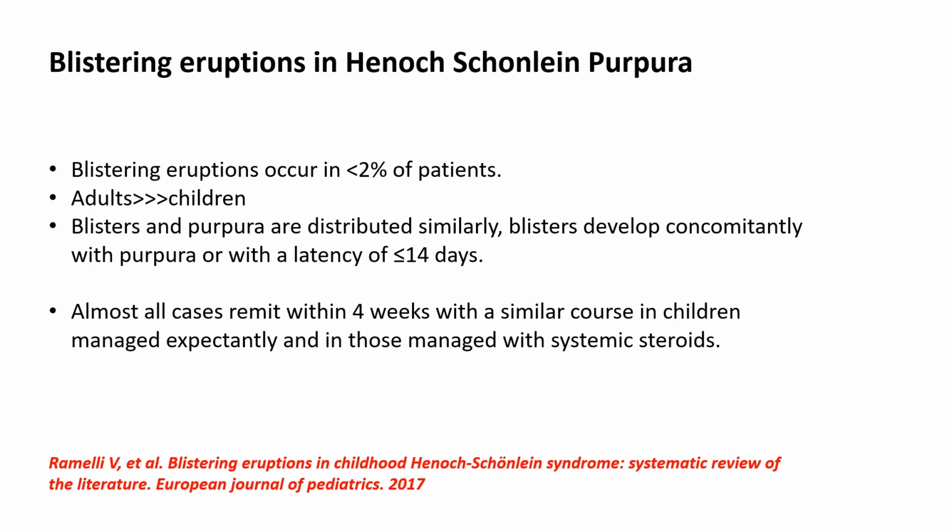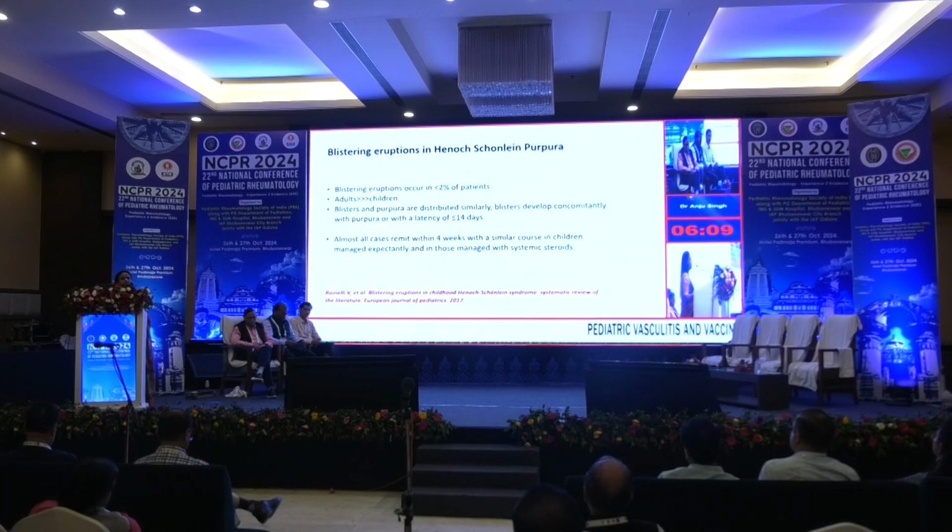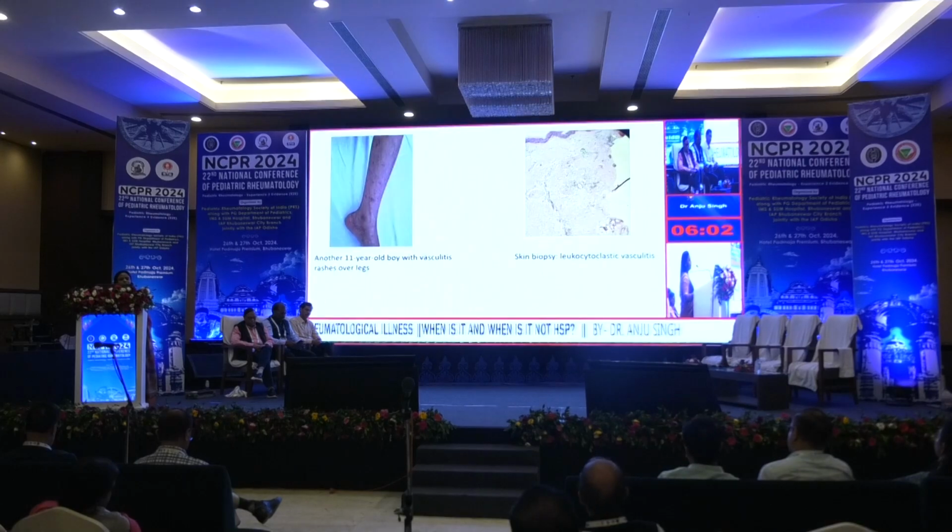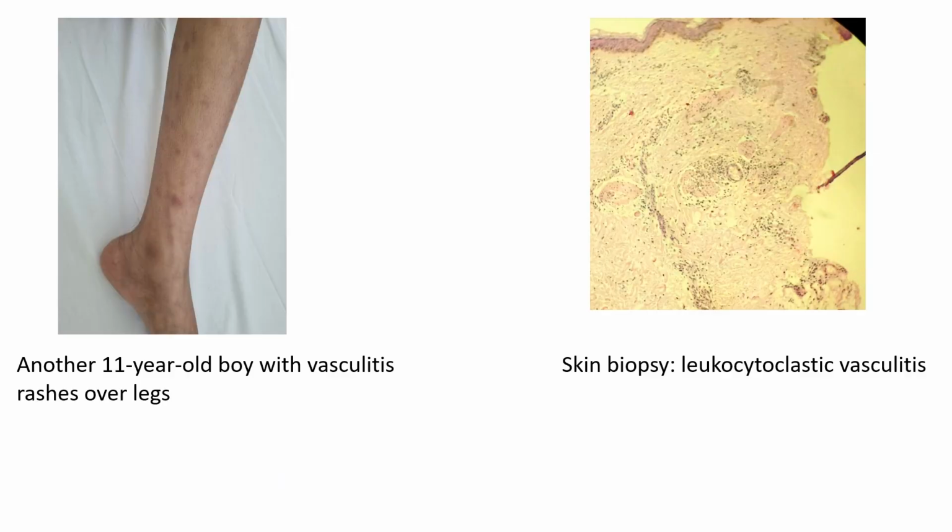So blistering eruptions are more commonly seen in adults. It's not commonly seen in children. If at all, it is seen in less than 2% of the population. But if you look at the literature, they say they have the same type of presentation, and the prognosis and remission is similar to that of purpura. So with this, we have come to know about other rheumatological conditions which can mimic.